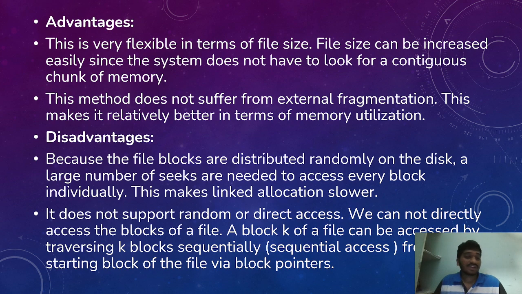The second disadvantage of linked list allocation is that it does not support random and direct access. We cannot directly access the blocks of a file. A block K of a file can be accessed by traversing K blocks sequentially, with sequential access from the starting block of the file via block pointers. And if there are pointers from block to block, many pointers, it is a little bit complex. So this is the disadvantage of linked list allocation.